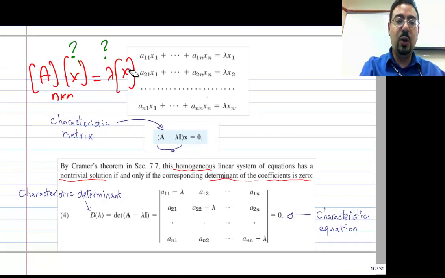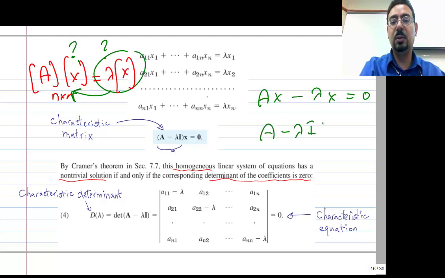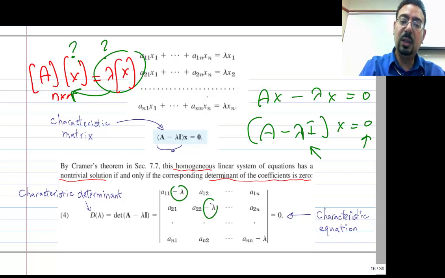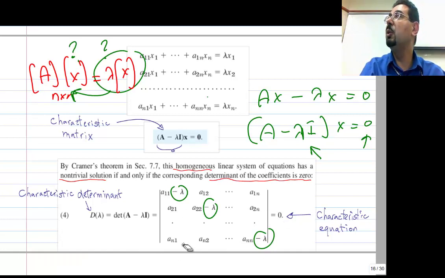And so where did this come from? Just take this guy and send it this way. You will end up with Ax minus lambda x equal to 0, or simply A minus lambda I times x equals 0. And so for a homogeneous system, the only way for it to have a non-trivial solution is if the determinant of this new matrix, it's not A, it's A minus lambda I, is 0. Look at that. All the diagonal of the original A now have just minus lambda, minus lambda, minus lambda all the way. And this determinant needs to be equal to 0.